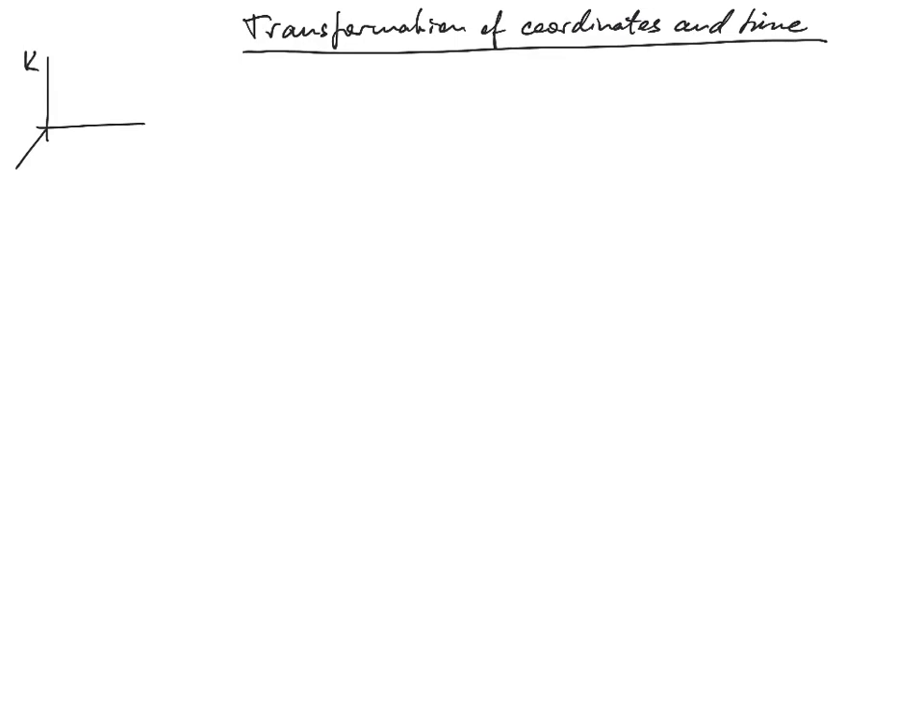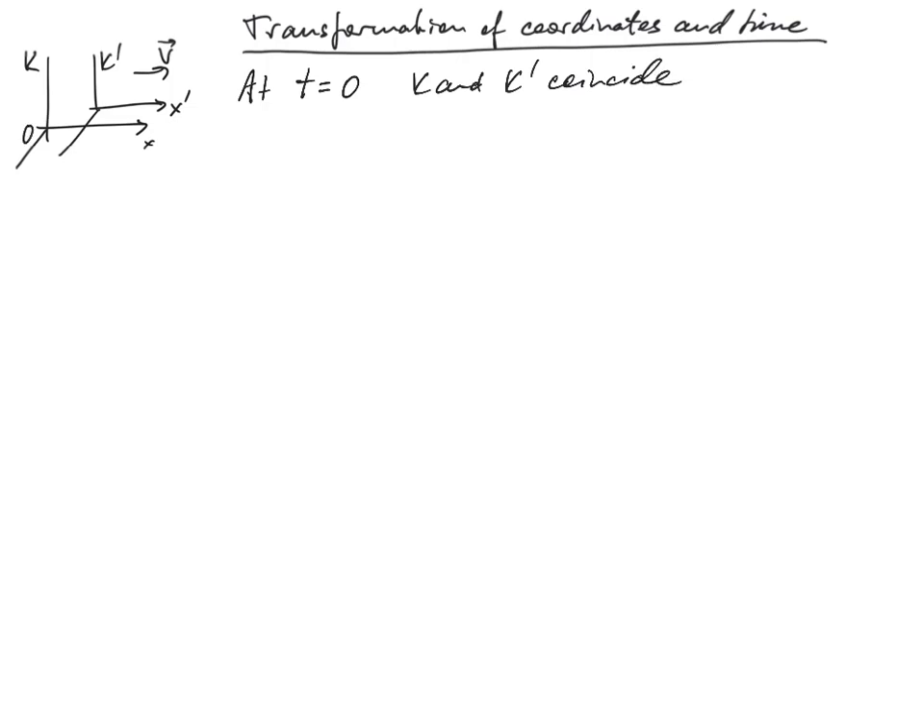If we have a reference frame K and another reference frame K prime, which moves with some velocity with respect to K, let's say, to be definite, that it moves in the direction of the x-axis. And also, for simplicity, let's assume that at t equals 0, K and K prime coincide. So the origins are at the same point, and all the axes are aligned.